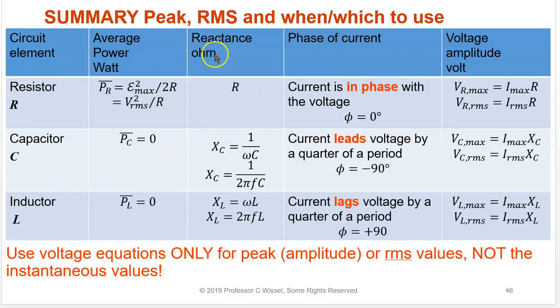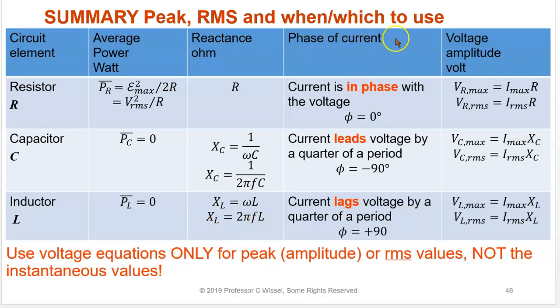The reactance is in ohms here. Of course, the reactance of a resistor is just the resistance. And then for the capacitor, XC equals 1 over omega C, or XC equals 1 over 2 pi FC. For the inductor, XL equals omega L, or XL equals 2 pi FL.